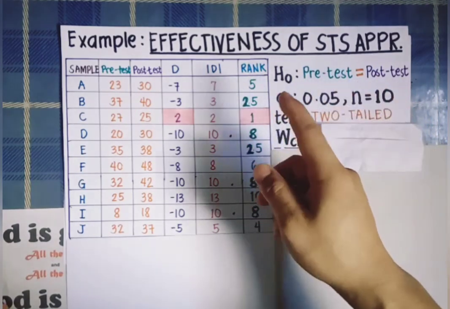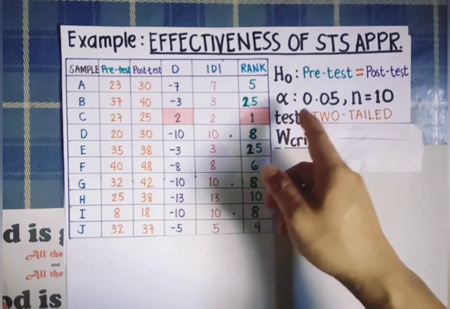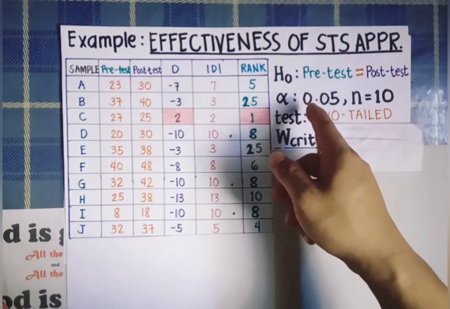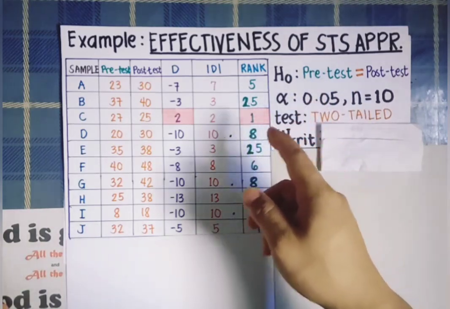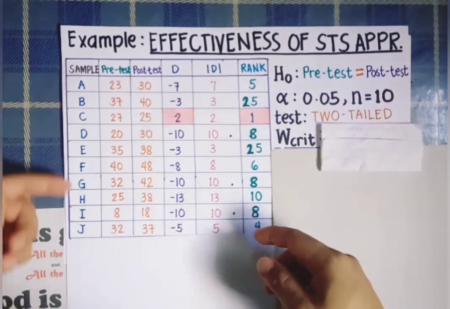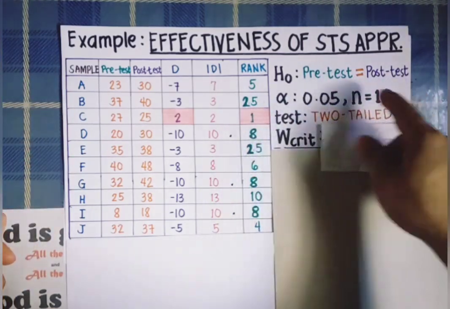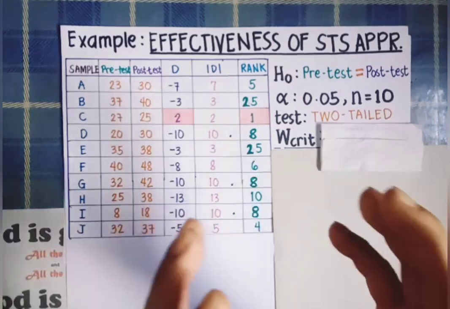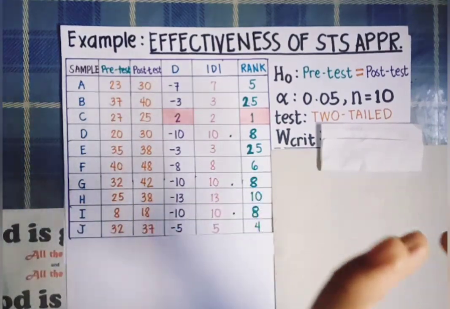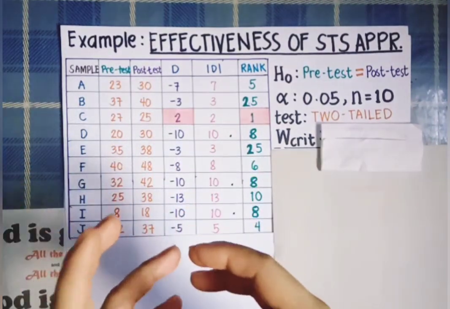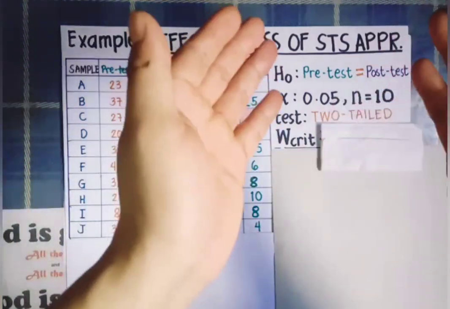For the alpha level, again, our alpha level will always be 0.05 or 5%. Our sample size here is 10. We have here 10 samples. Okay. And our type of test here is two-tailed. Okay, why two-tailed? Because we didn't use any comparative adjectives or any direction in our null hypothesis.